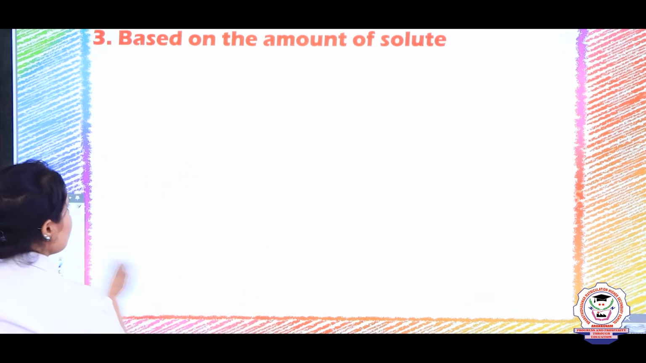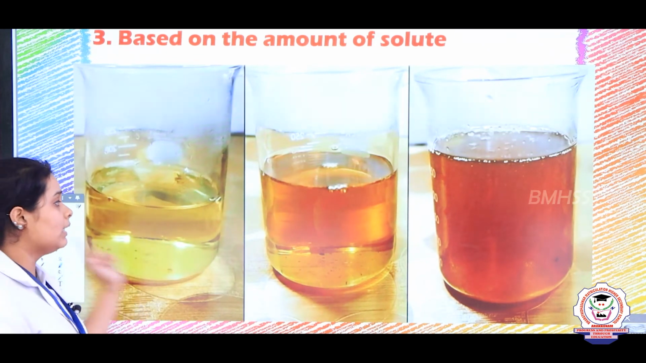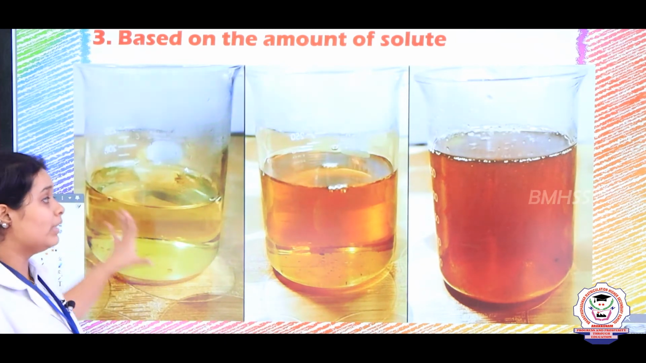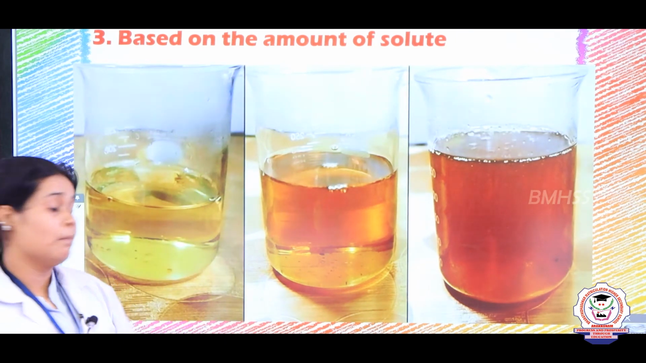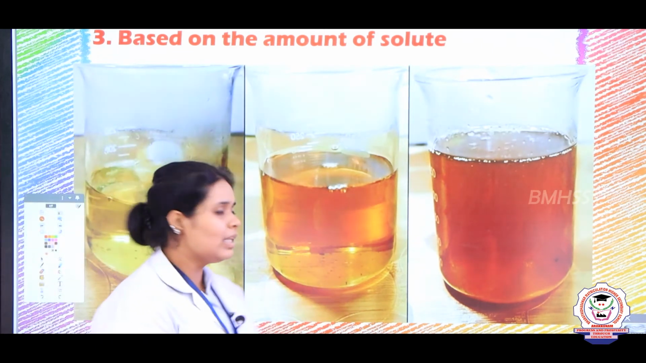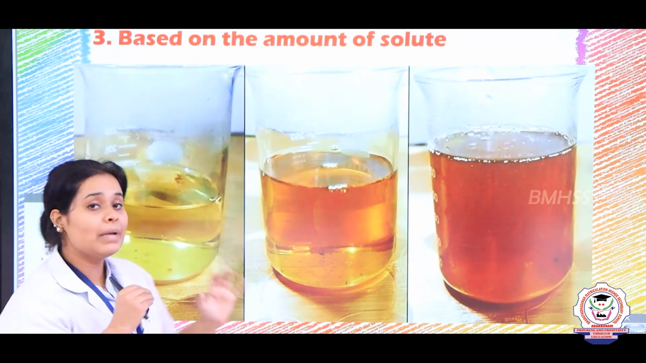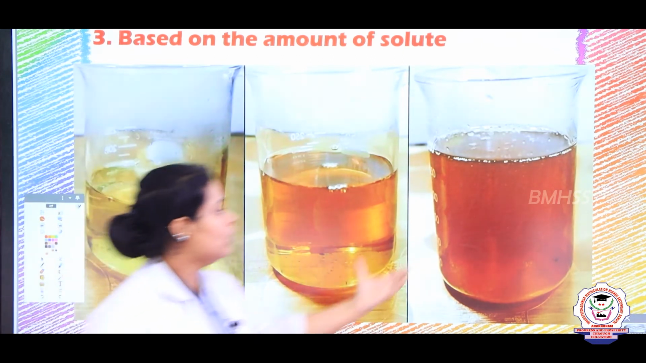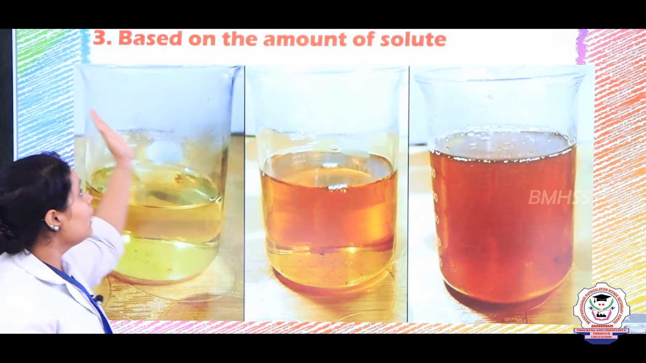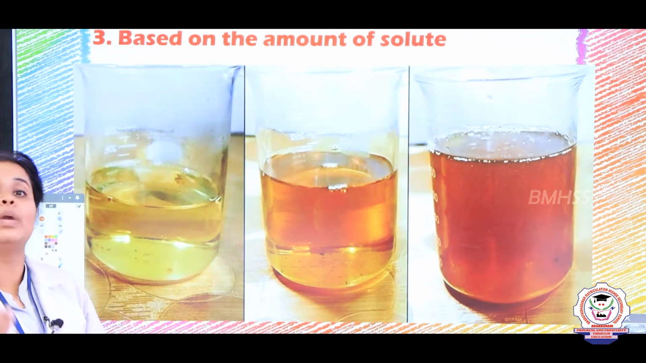So here you can see there are three types of solution, and you can see that the colors are varying here, right? The water content is the same, but in the first one I have added a little amount of tea leaves, in another one a little extra, and in the last one more. So when I am adding more solute, you will see that the color has become darker. This shows that based upon the amount of solute, the solution concentration can be varied.